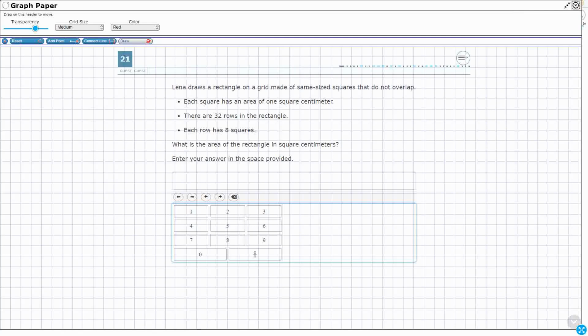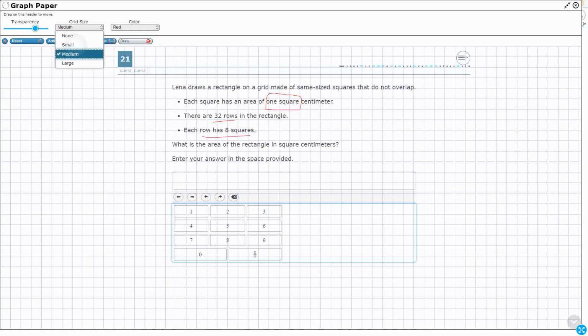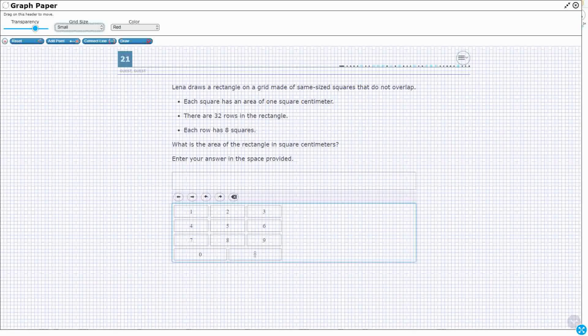Lena draws a rectangle on a grid made up of same size squares that do not overlap. So that's kind of what we have here, same size squares. So each square has an area of 1 square centimeter. Okay, so we're going to have each of these little squares be 1 square centimeter. 32 rows, 8 squares in a row. 32 rows is a bit. I'm going to change my grid size down to small.